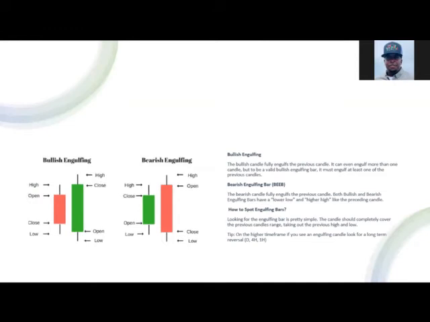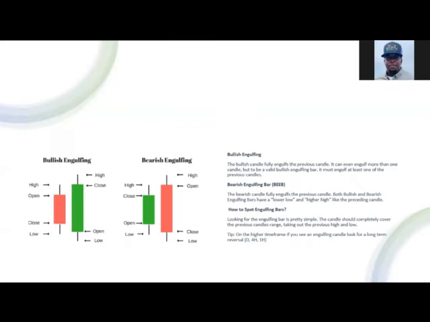Let's talk about the bullish engulfing. The bullish candle fully engulfs the previous candle. It can even engulf more than one candle. But to be a valid bullish engulfing bar, it must engulf at least one of the previous candles, meaning the one right next to it.